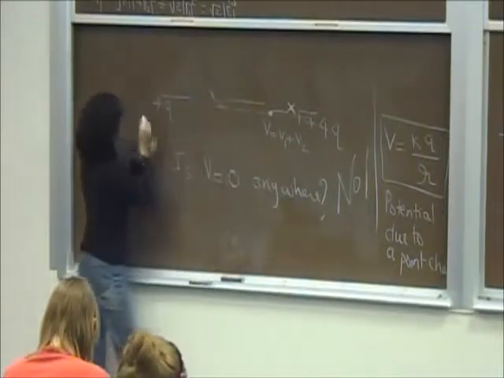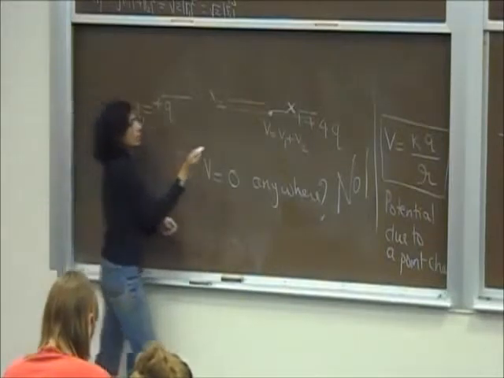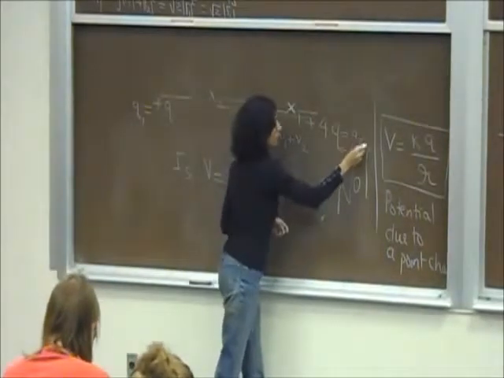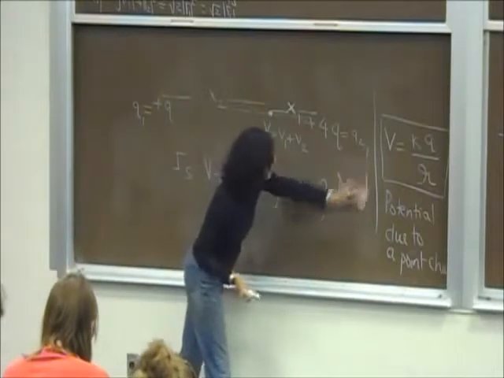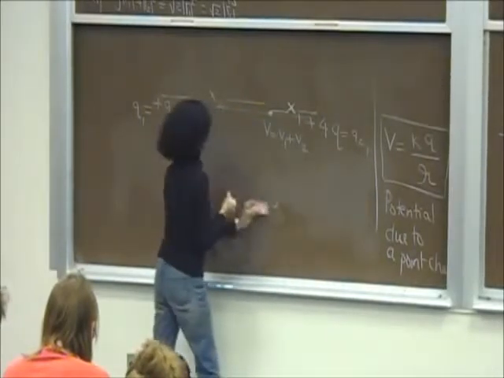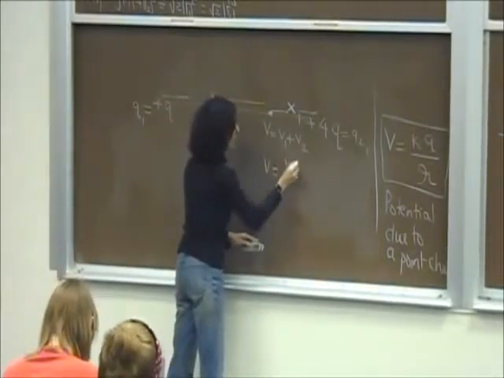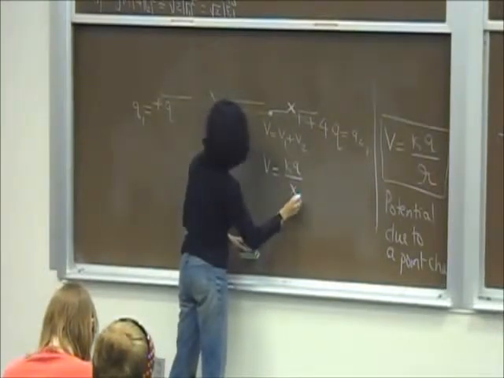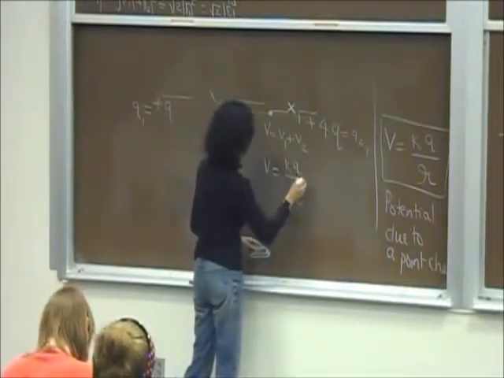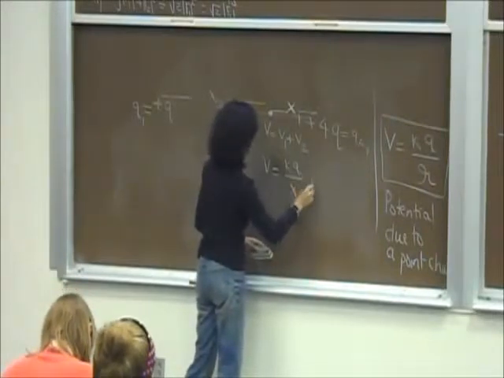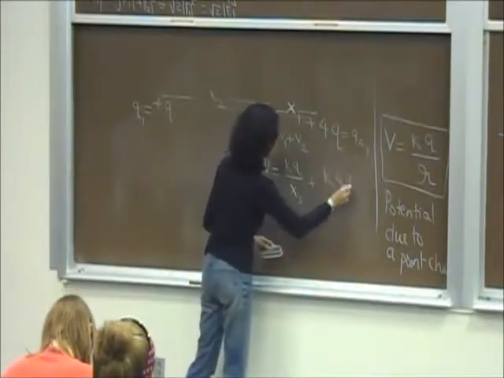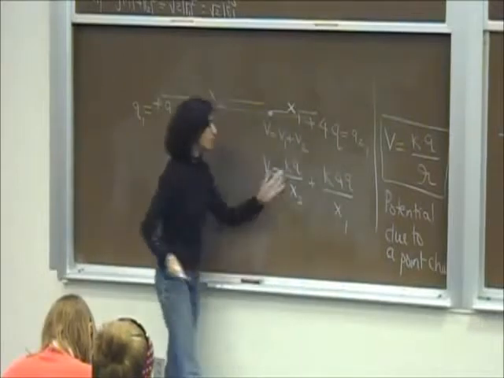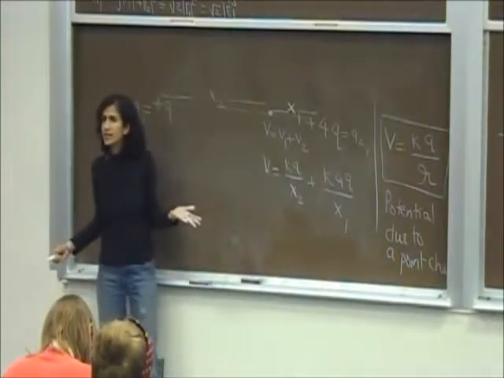Let's say that this is charge q1 and this is charge q2. Is everybody seeing that the net potential at this point will just be K Q over x2 plus K times 4Q over x1? Do you see that this is positive? This cannot be 0.